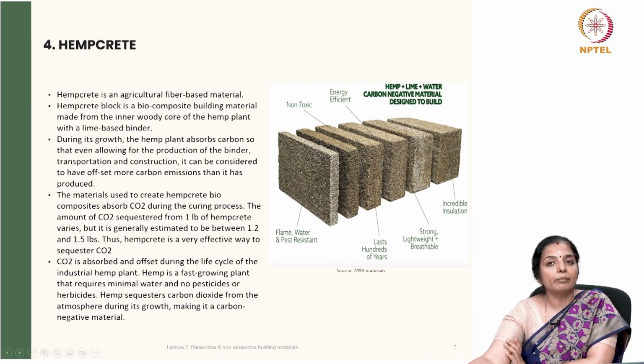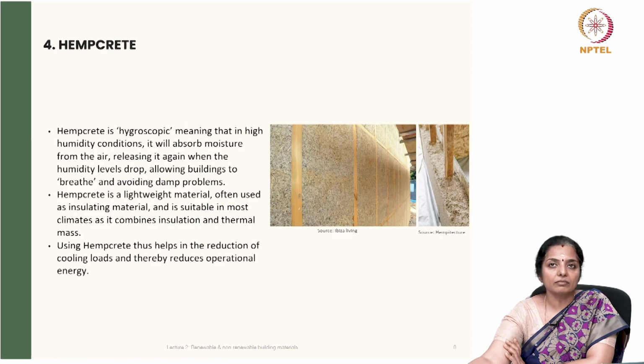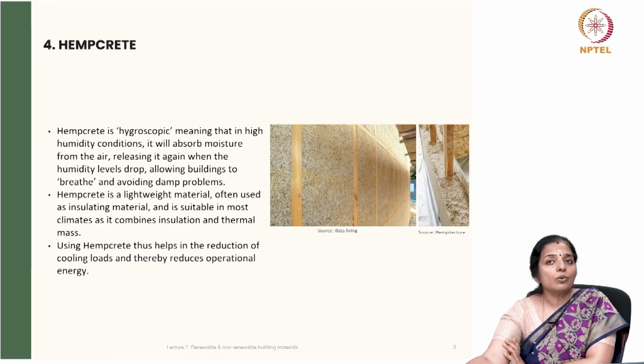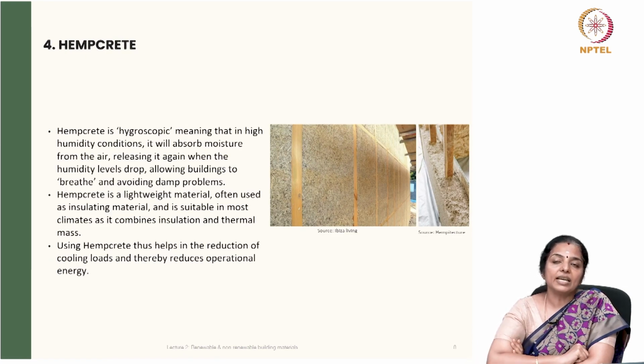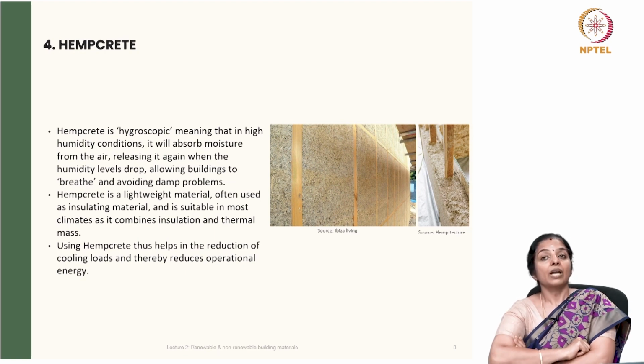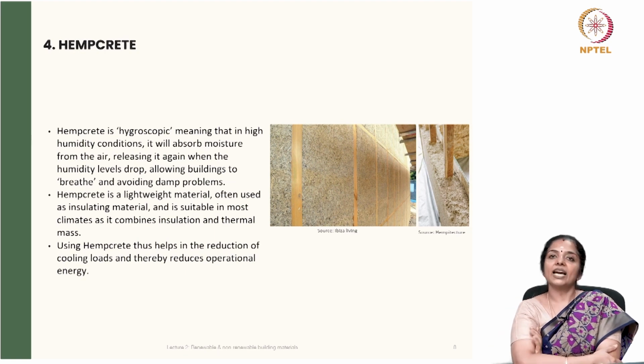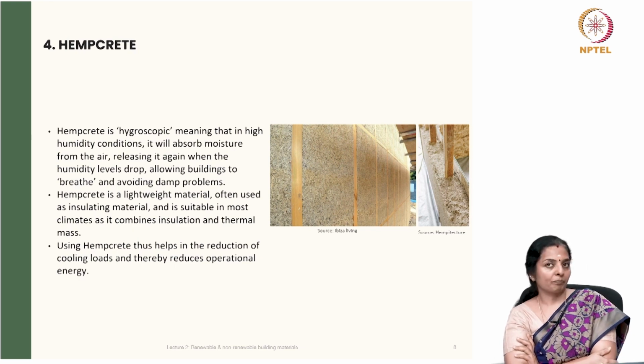Any composite material made with hempcrete is bound to be carbon negative. It is also hygroscopic, meaning that in very high humidity conditions, it will absorb moisture from the air, releasing it again when the humidity levels drop, allowing buildings to breathe and avoiding damp problems. Because dampness is a big enemy of buildings.